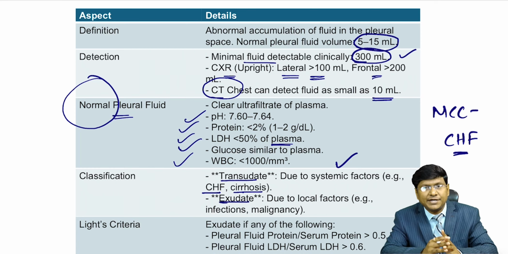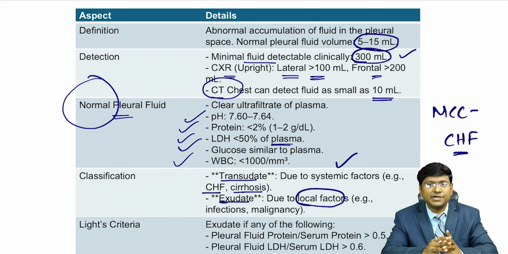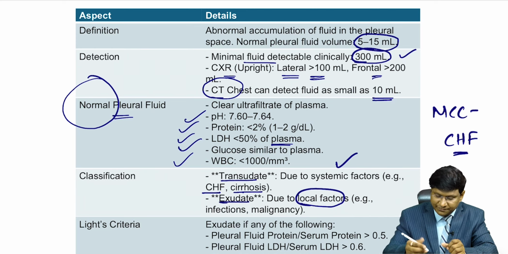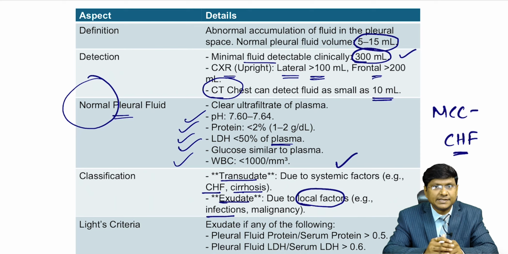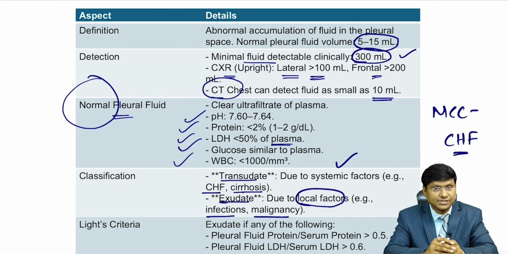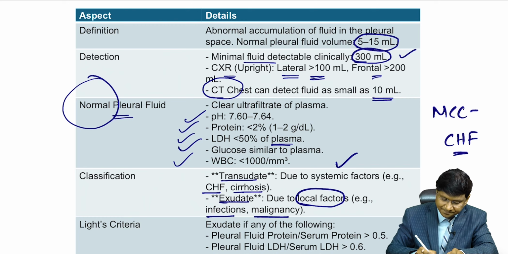Then if you take the exudative type of pleural effusion, this is due to local pathology, whereas the transudative type of pleural effusion is due to systemic pathology. And what are the local pathologies which will be causing the exudative type of pleural effusion? That includes the infections, right? And the next one is the malignancy. So these are the etiologies which will be causing the exudative type of pleural effusion.